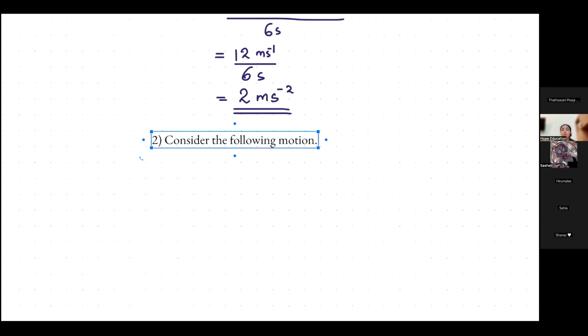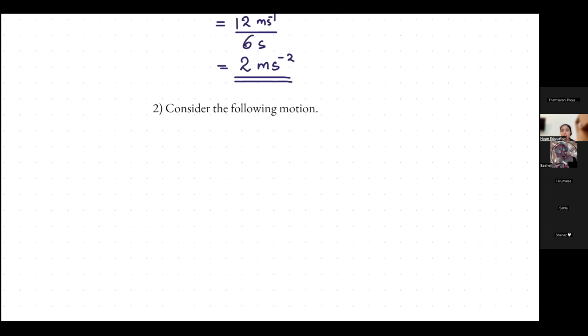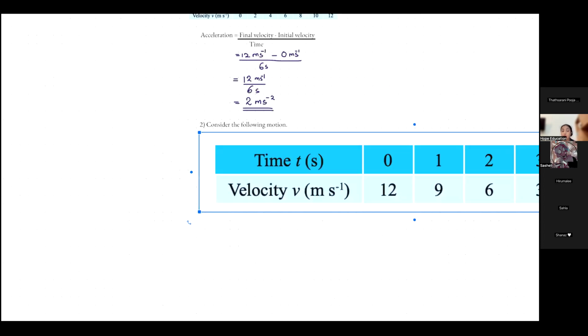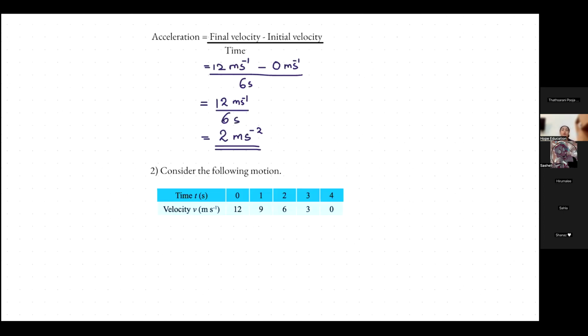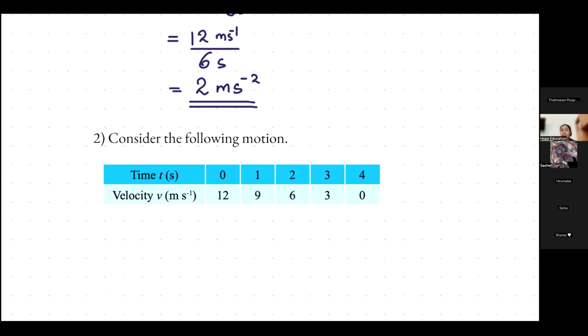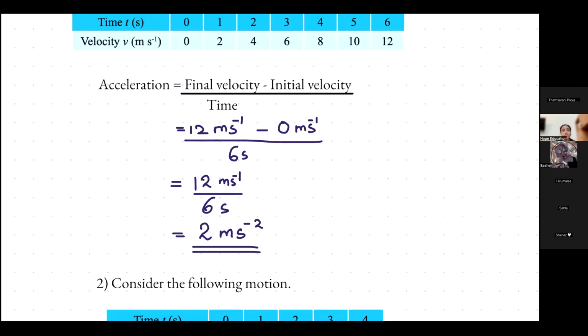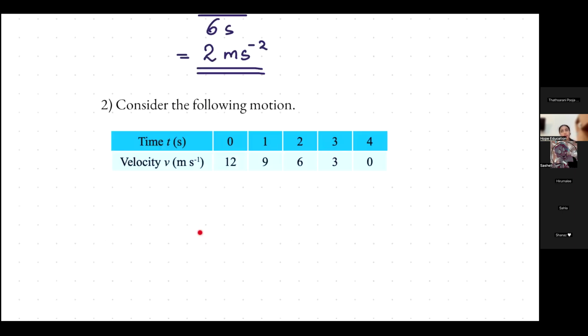Now you know how to find acceleration, no? Acceleration is final velocity minus initial velocity divided by time. I'm going to give you a small challenge. Now I have given this motion. I want you to try and find acceleration on your own for this. Make it into an equation. Only use the equation that we have learned so far. What have we learned so far? This one. Let's see who gets the correct answer and how you do it.